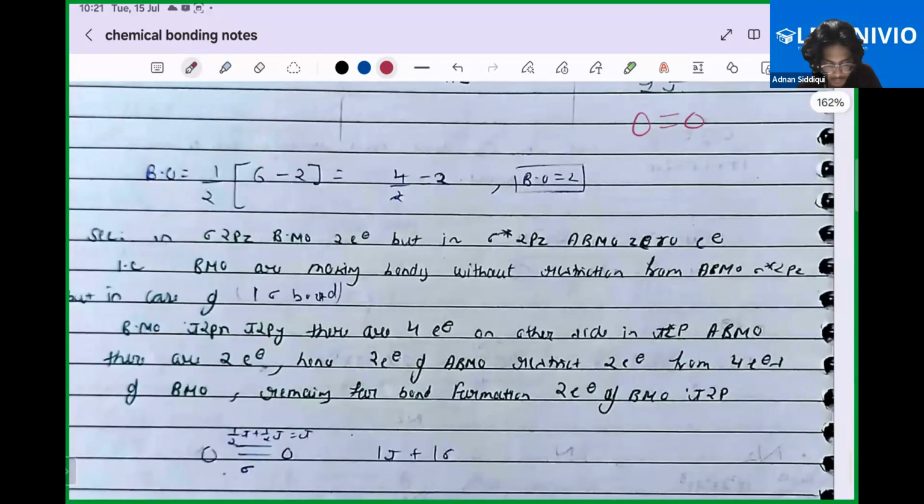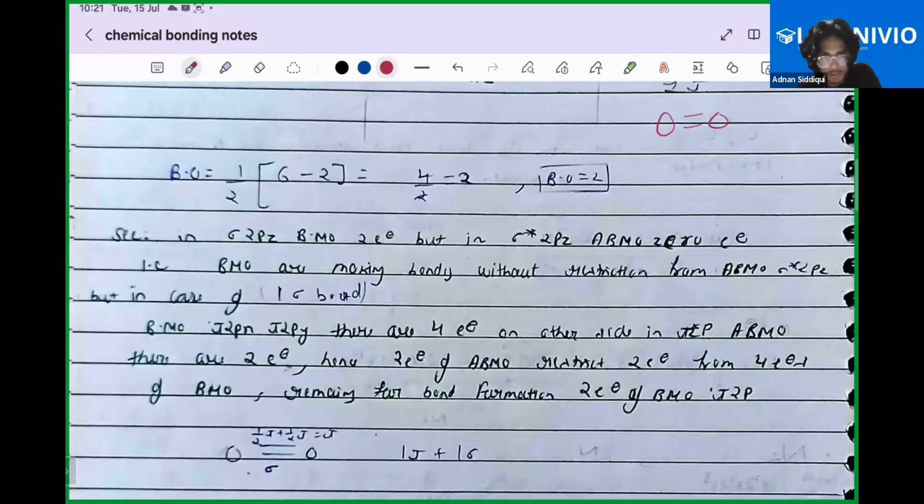Sigma 2pz BMO, not in that order. There are 2 electrons, but in sigma star 2pz, the antibonding molecular orbital, what is that? Zero. It is written as zero. ABMO, zero electrons.